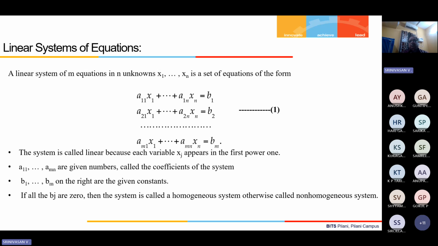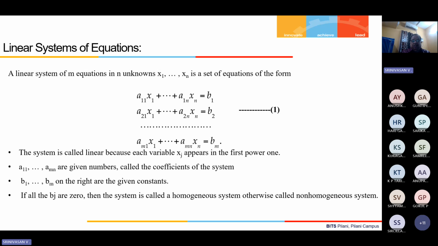So a11, etc., amn are given numbers called the coefficients of the system. Because you know very well, ax plus by equal to c, even though a, b, c are all constants, the constant that is in multiplication with a variable is called the coefficient of the variable. When you say ax, a is the coefficient of x, even though it is a constant. b is the coefficient of y. c, we don't say coefficient, it is purely a constant because it is not in multiplication with any variable. So we call it simply a constant. So here, a11, a12, etc., amn are called coefficients, because they are coefficients of x1, x2, etc., respectively. b1, b2, etc., bm on the right are simply constants.